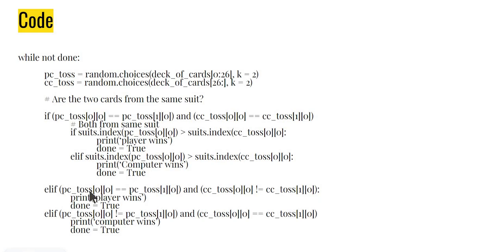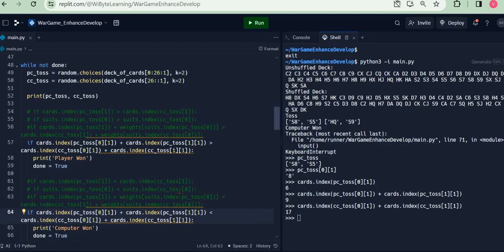On the other hand, let's say player cards are from the same suit, computer cards are not from the same suit. In this case, player wins. And reverse, if player is not from the same suit, computer is from the same suit, then computer wins. So let's just see this in code and get some intuition around it.